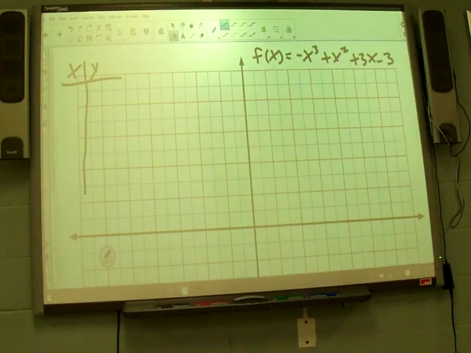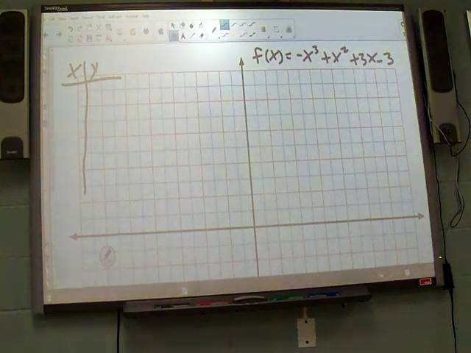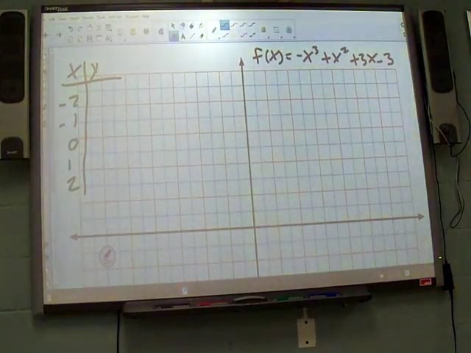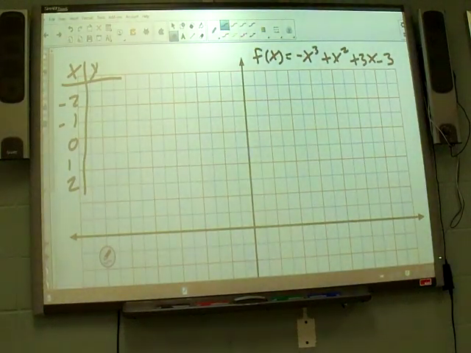Now, here's my guidance to you. Whatever you pick to plug in, you have to graph. So if you think it's funny to plug in x is 100, that means you've got to graph that. So I'm going to try to keep my numbers small and manageable when I can. I always want to see negatives and positives. So I'm just going to go -2, -1, 0, 1, 2. Those are the numbers that most of the time you're going to see me plug in.